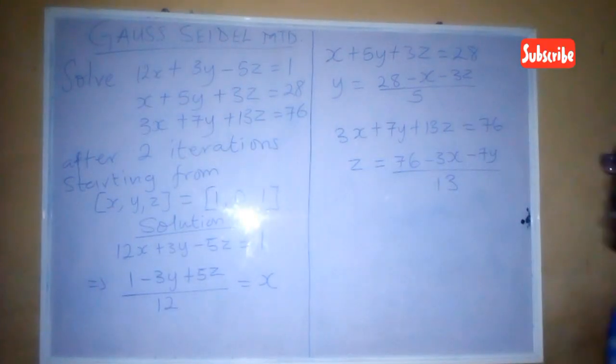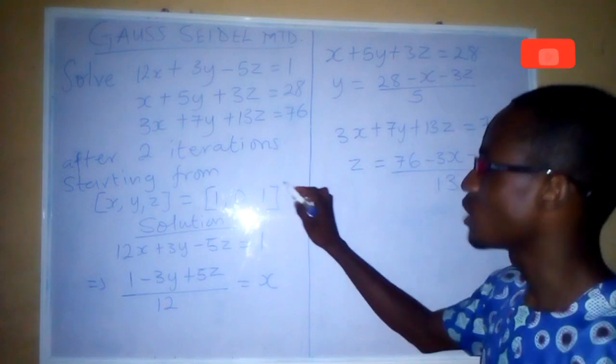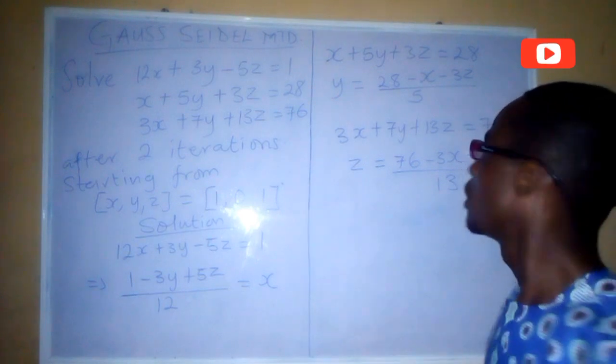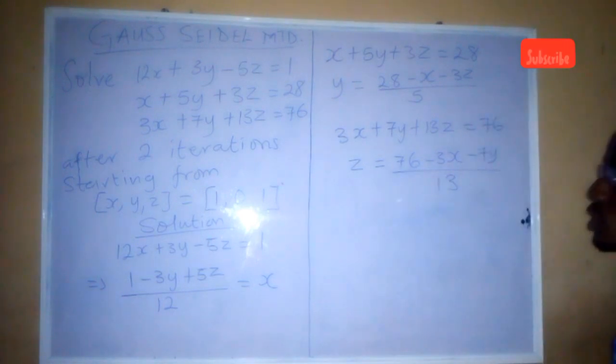So now we can start the first iteration because the question asks us to perform just two iterations. If the question requires more than two, we're going to do more than two. But we want to look at the solution of x, y, z after two iterations. And don't forget, this is our first assumption or guess. So this is how the Gauss-Seidel method works. So let's proceed to the first iteration.